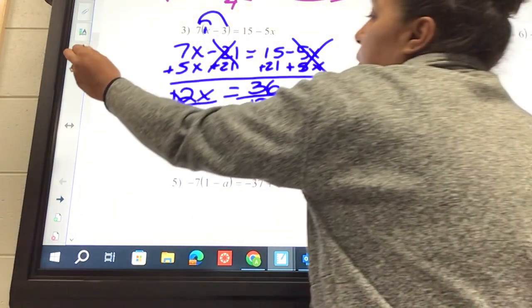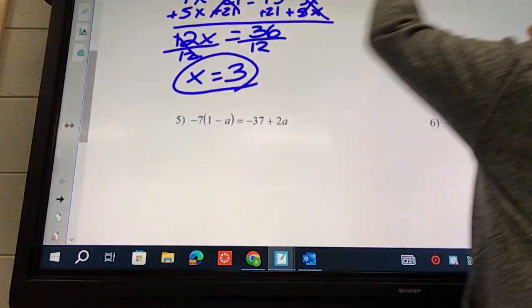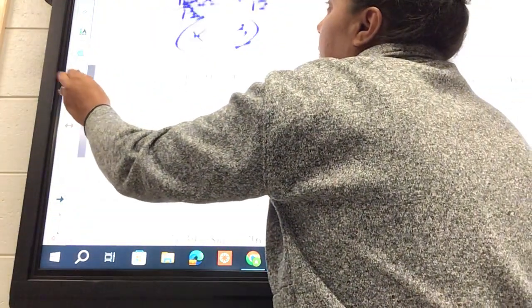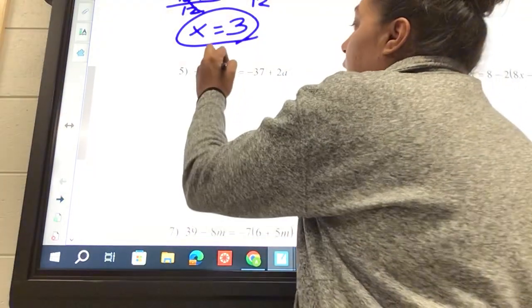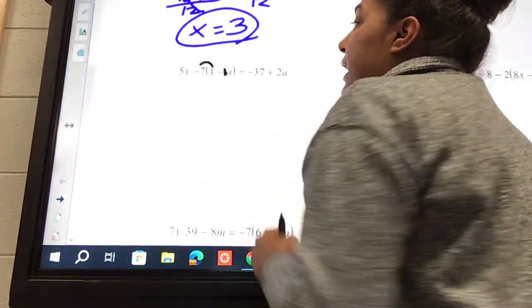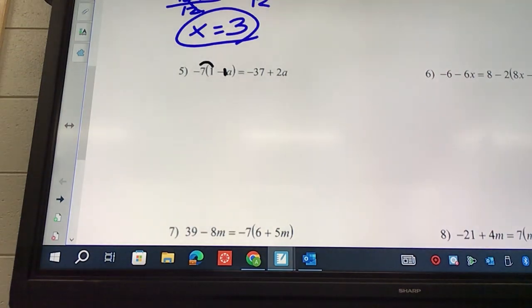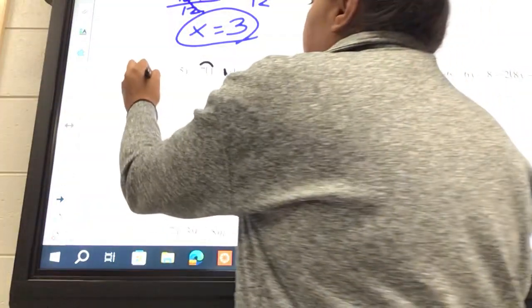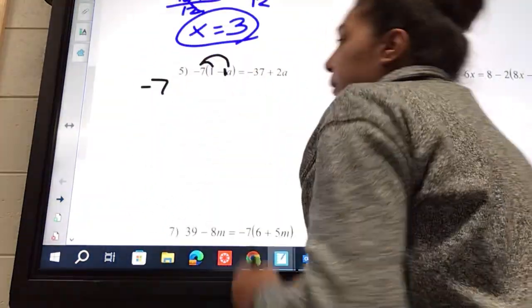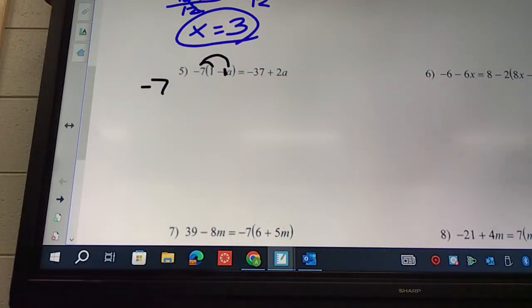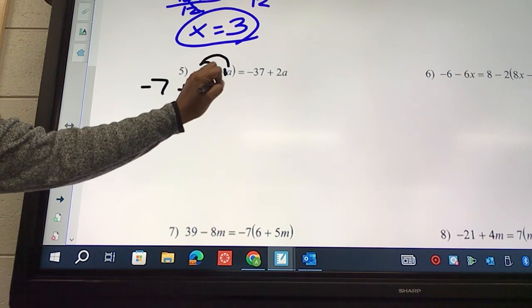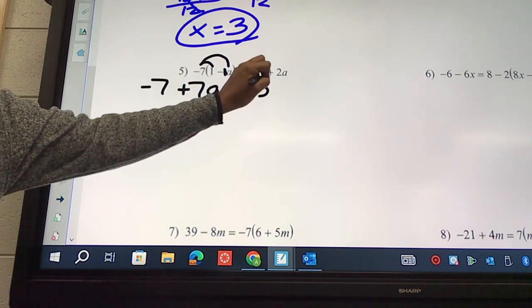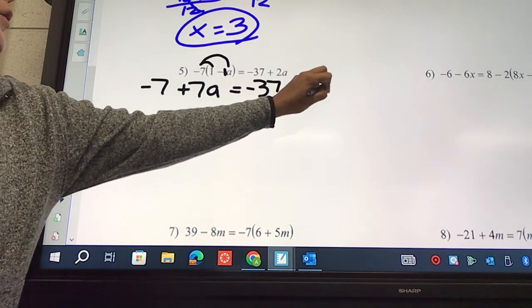Okay, number 5, what's going to be our first step? The parentheses, and I can also put a 1 right here. So negative 7 times 1? Negative 7. Negative 7 times negative 1? Positive 7a equals negative 37 plus 2a.